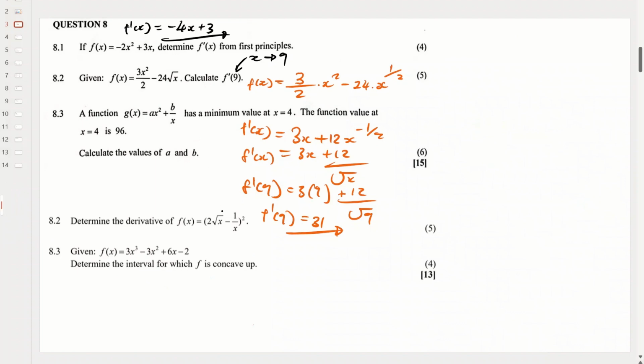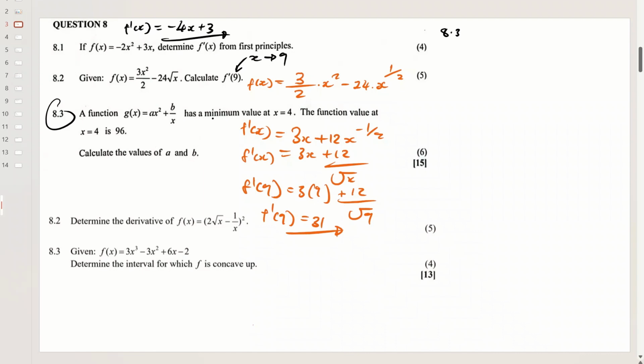So now let's take a look at 8.3. I'm just going to deal with this here. They say that a function g of x is equal to a x squared plus b all over x has the minimum value at x is equal to 4. The function value at x is equal to 4 is 96. Calculate the value of a and the value of b. That's very simple, guys.